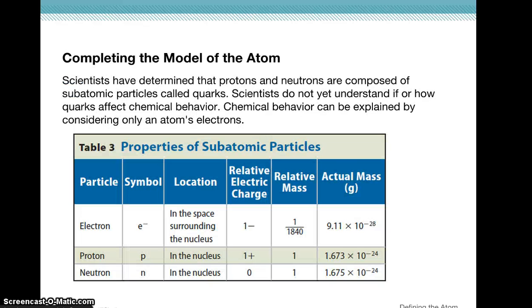All right, so this summarizes what those subatomic particles look like. We use an e with a little negative sign to represent the electron, p for proton, n for neutron, where they are, what their relative charge is, what their relative mass is. As you can see, protons and neutrons are about the same mass, but electrons are almost 2,000 times smaller than protons and neutrons. So in comparison, electrons really don't add mass to the atom. The mass of an atom comes almost all from the protons and neutrons.